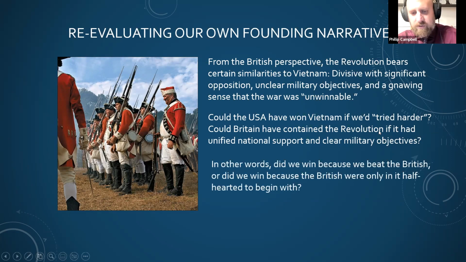In other words, we should question this. Did America win the Revolutionary War because we actually beat the British? Or did we win because the British were only ever in it half-hearted to begin with? If the British had marshaled the full force of the global British Empire and said, come what may, even if we have to reduce the colonies to fire and ruin, we are going to put down this rebellion, would we have won? Or did we only win because the British weren't really in it after 1777?